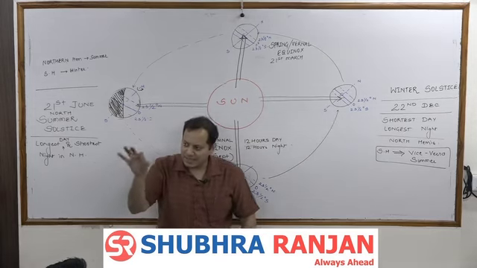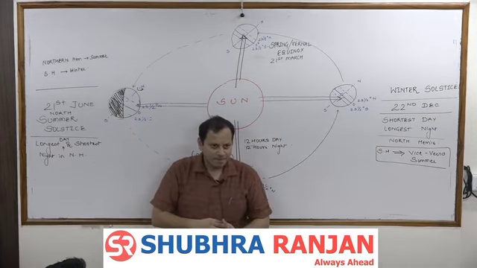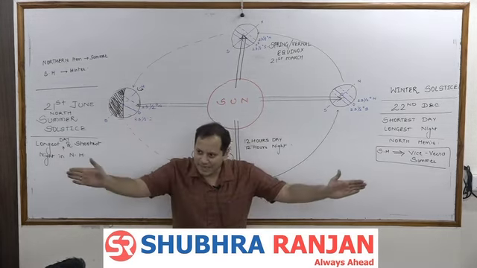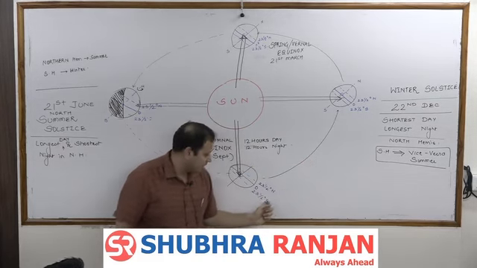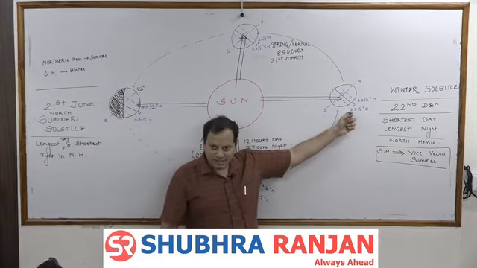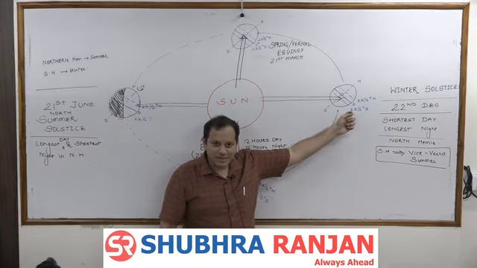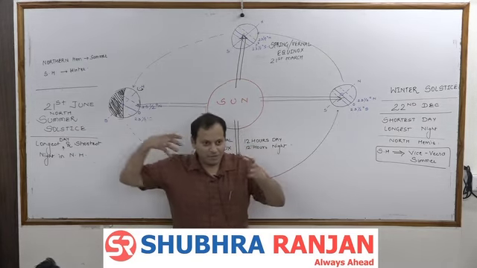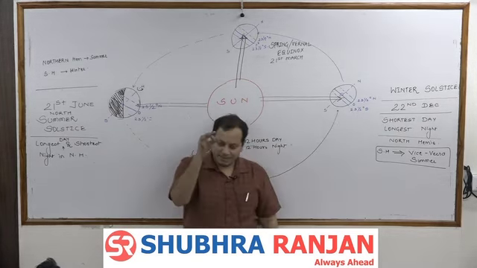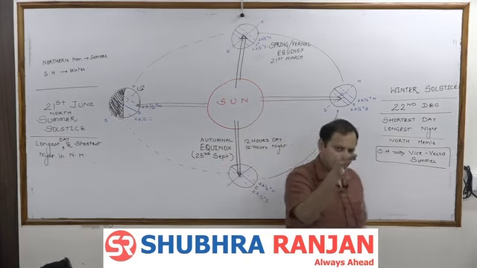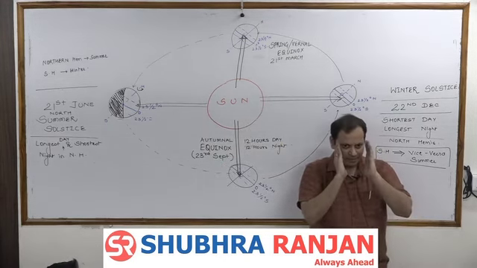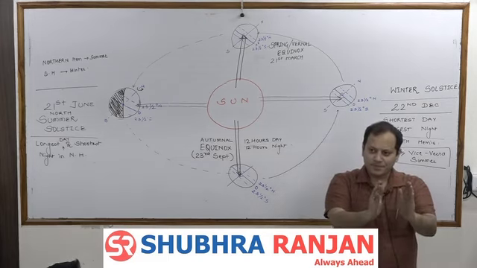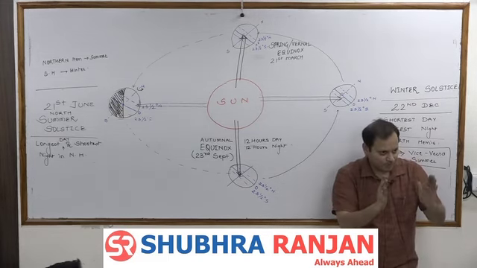Right now, why is there less heating from the sun? Because the sun rays are coming in an inclined manner. Why are they coming in an inclined manner? Because we are somewhere between September to December. The sun rays are not vertically falling on us. They are falling in an inclined manner. And remember, when anything falls in an inclined manner, its heating power is less. When anything falls in a vertical manner, its heating power is more.